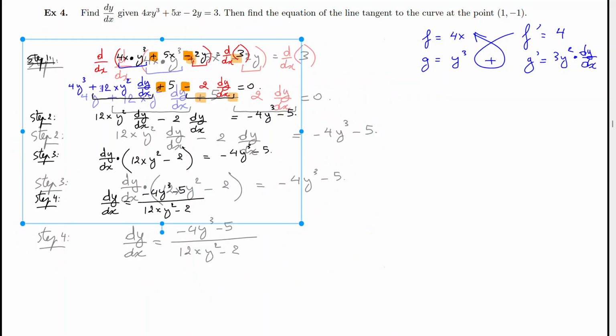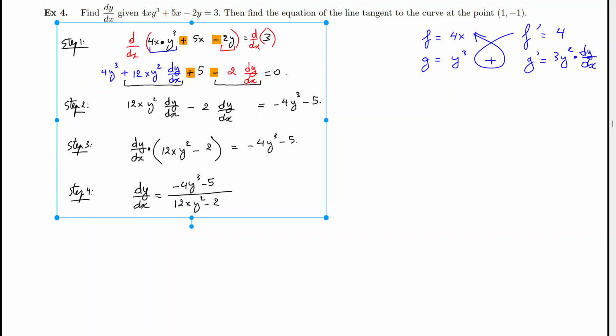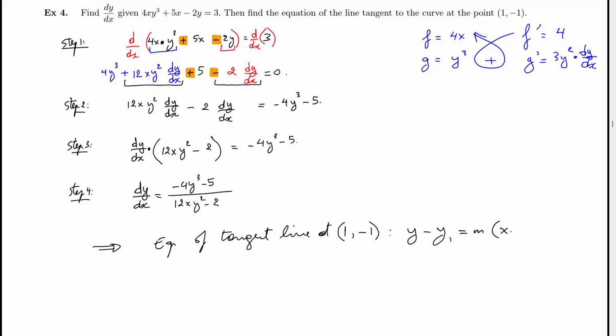So this is the process of finding the derivative dy over dx, and I need to do all this because the next part of the problem says we want you to find the equation of a line, or a tangent line rather. But regardless, I need the equation of the tangent line at the point 1 comma negative 1. So remember, the process is always the same. The start is always y minus y1 equals m times x minus x1. This is the point slope formula.